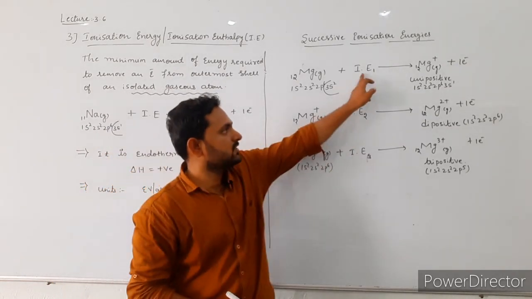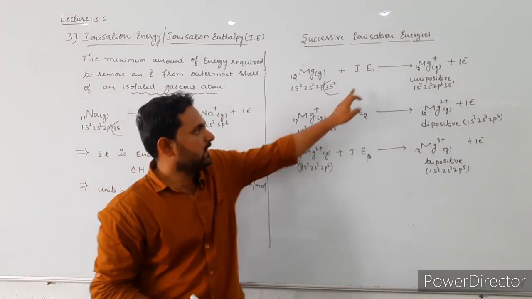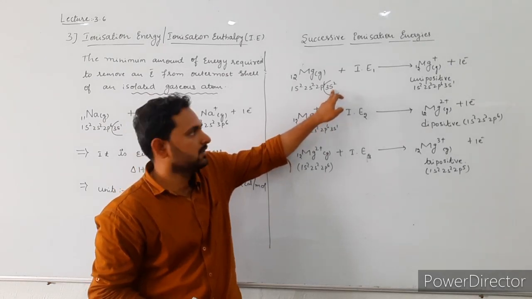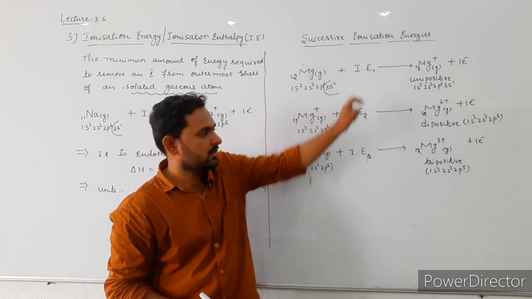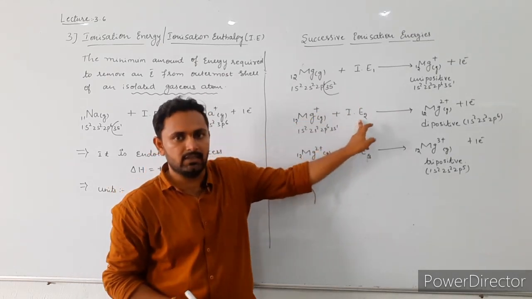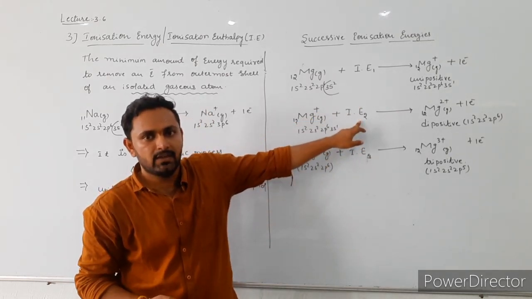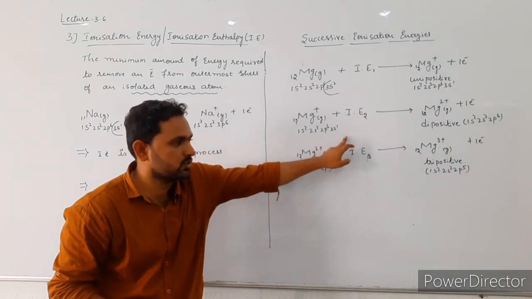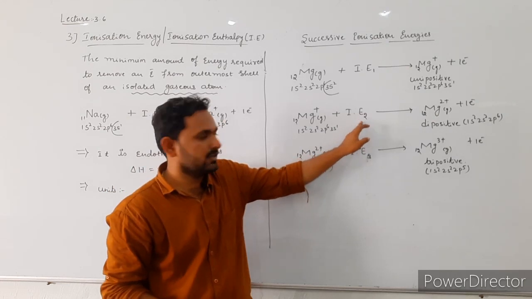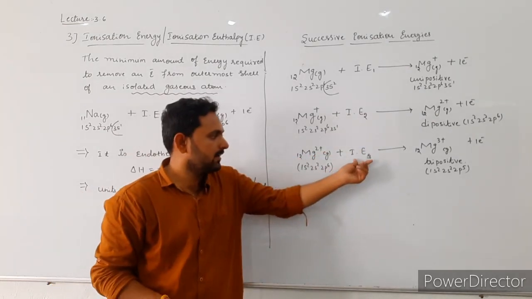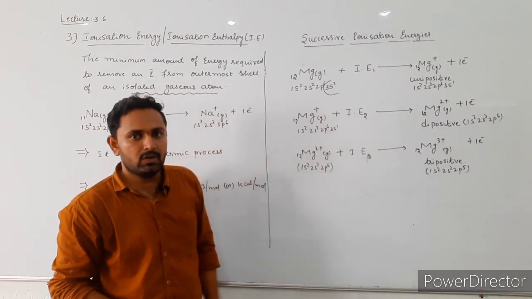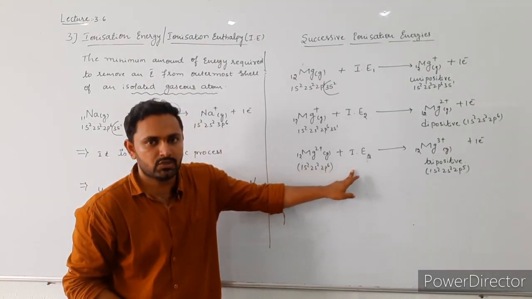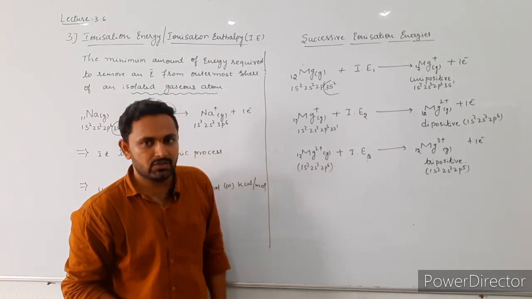The amount of energy required to remove the first electron from the outermost shell is called the first ionization energy. What is the second ionization energy? The amount of energy required to remove the second electron from the outermost shell is called the second ionization energy. What is the third ionization energy? The amount of energy required to remove the third electron from the outermost shell is called the third ionization energy.